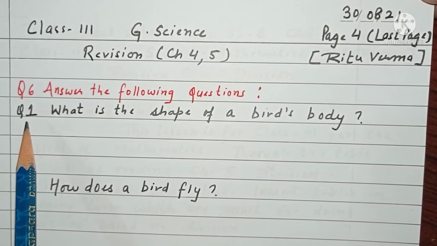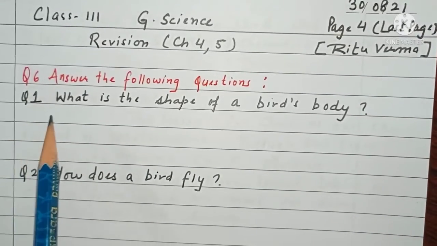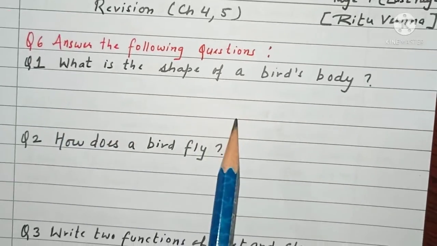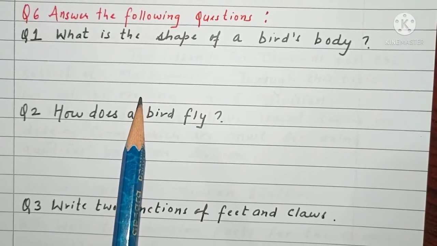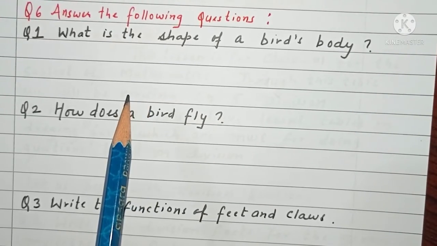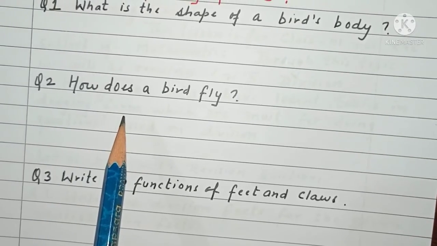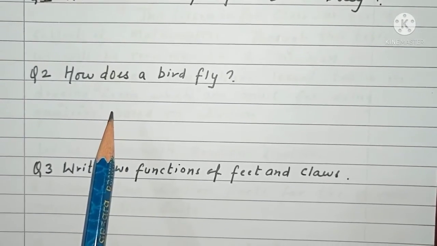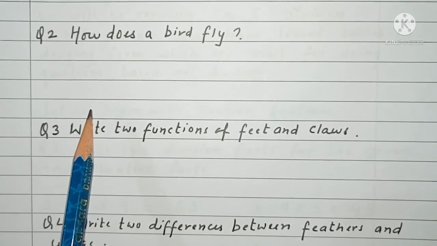Now here you have to write down the answers to these questions. In question number 1, what is the shape of a bird's body? So as you know that bird's body is streamlined in shape. So how it is helping, you have to write down. And then here, how does a bird fly? Which are the two movements in birds with the help of which the birds fly? So just learn the answer and then write it.